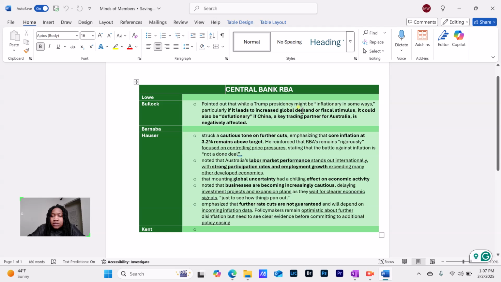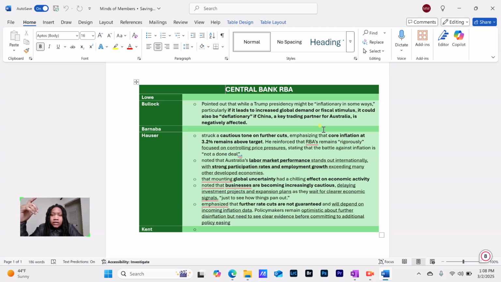So what did the members have to say? Bullock pointed out that while a Trump presidency might be inflationary in some ways, particularly if it leads to increased global demand, okay, we need that, or fiscal stimulus, it could also be deflationary if China, a key trading partner for Australia, is negatively affected.